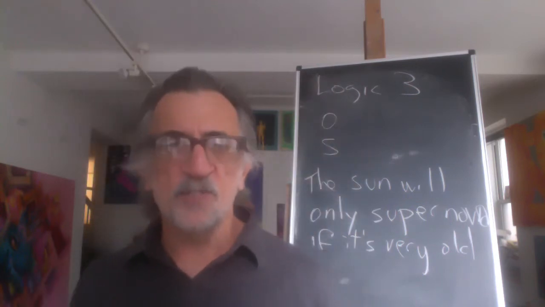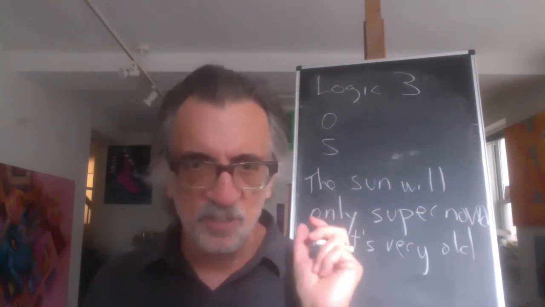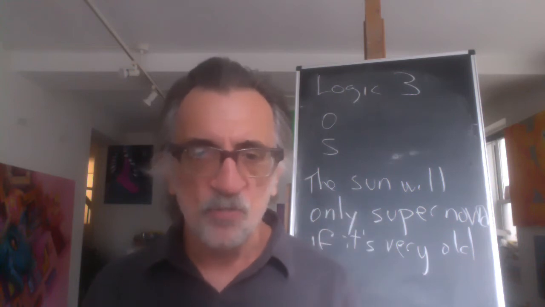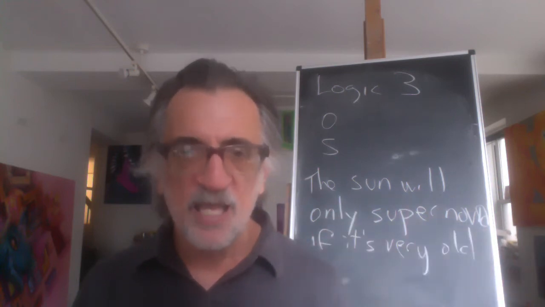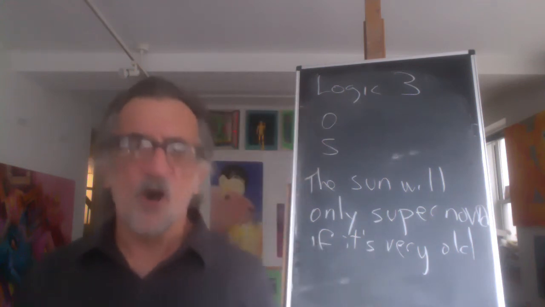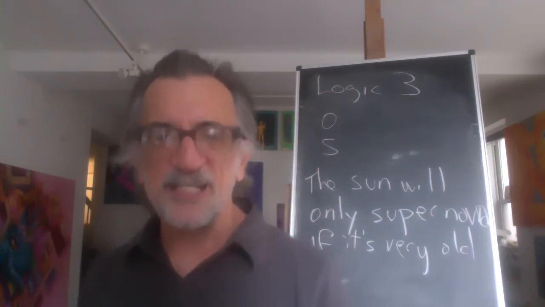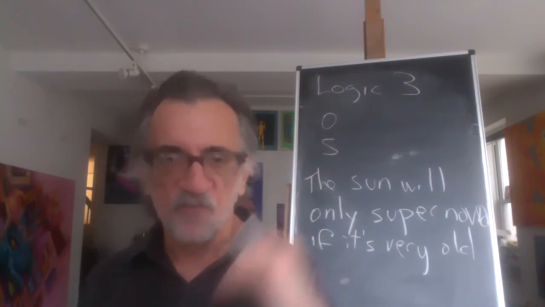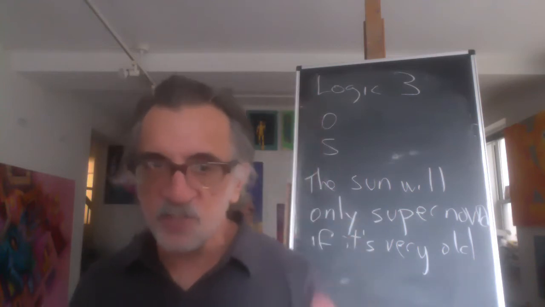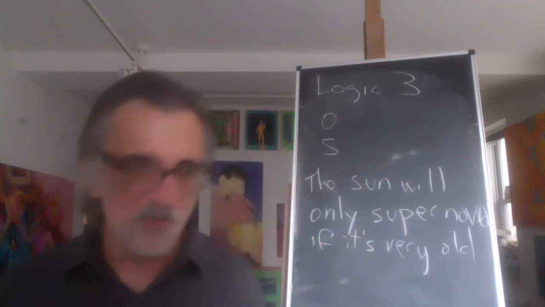Let's just define the two elementary propositions in this conditional. O and S. O, the sun is very old. S, the sun will supernova. So here we're saying the sun will only supernova if it's very old. That is, the extreme old age of the sun is a necessary condition for its supernovaing. It will not supernova unless it's very old. It's got to be very old. Whatever else has to be the case, it also has to be very old before it supernovas. Okay.